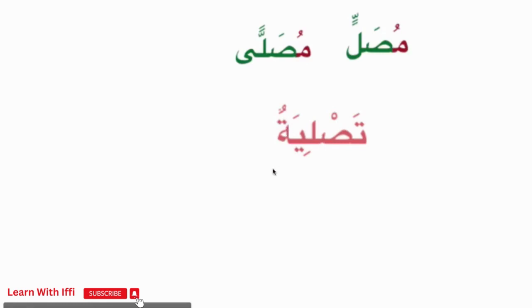So that's a brief introduction to form 2 in all the different forms: madi, mudari', amr, ism fa'il, ism maf'ul, and masdar. For masdar, I want you to remember that fa'ala will be bab taf'ilun. That's the pattern. But when it is a manqus, whether the weak letter is alif maksura or ya, then it leads into taf'ilatun, like tasliyatun. With this, inshallah, we'll wrap up our class.